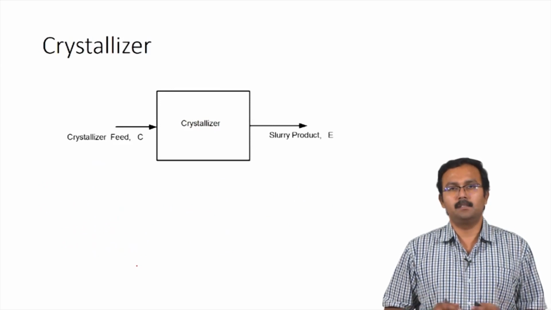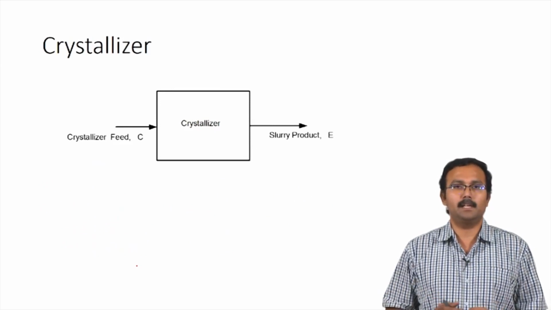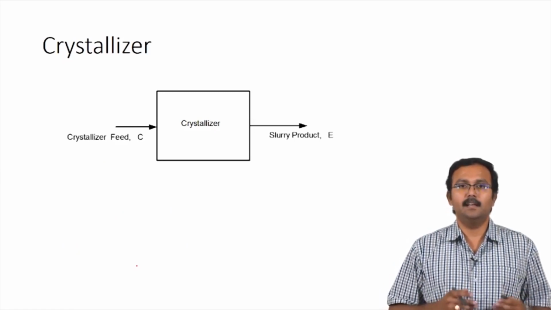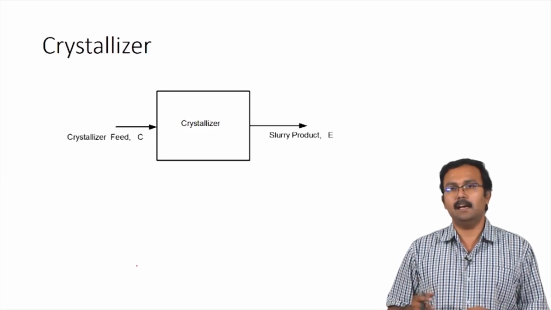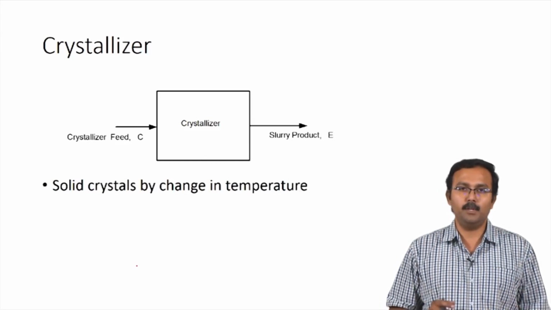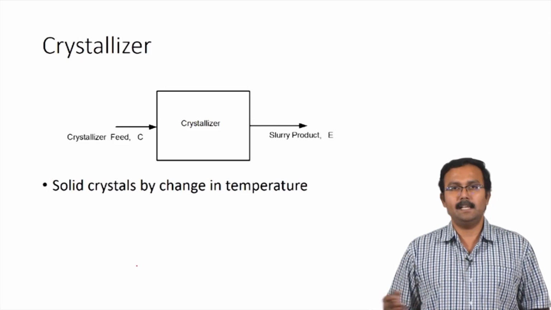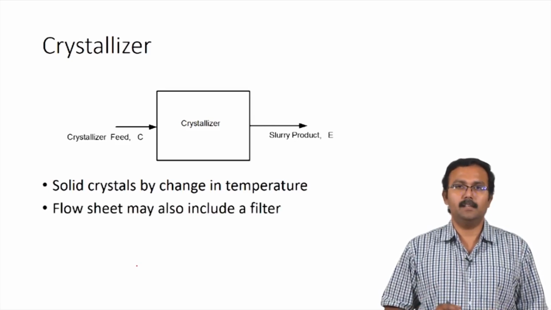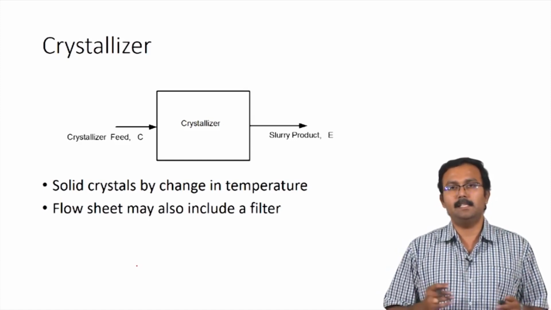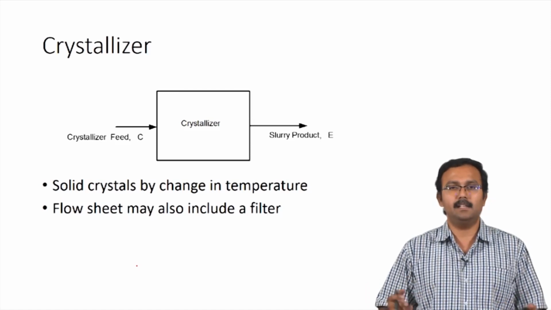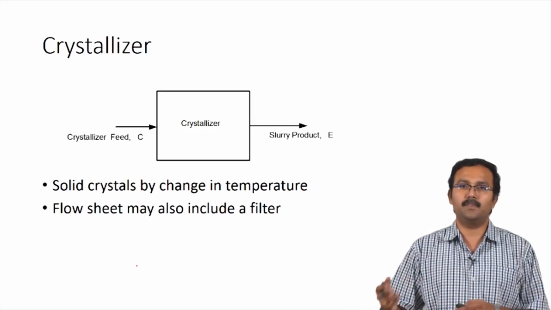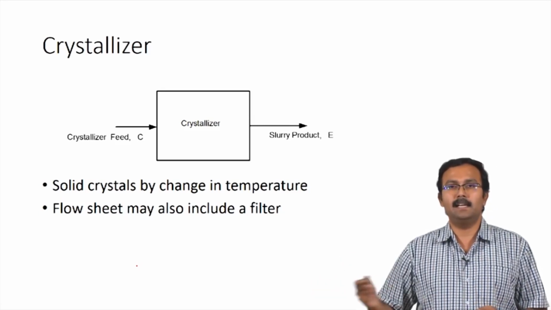Here is another common system which is used in many chemical and biochemical industries. It is called a crystallizer. A crystallizer feed enters into a crystallizer and you end up getting a slurry product which leaves the system. Solid crystals are produced from the crystallizer feed by change in temperature. This flow sheet many times would include a filter also, because the crystals which are produced need to be separated from the liquid accompanying them in the slurry. So, you would have a filter attached to this, remove the solids from the slurry, and the liquids will be sent out as the filtrate.